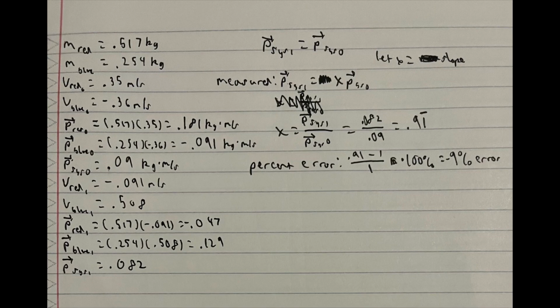To calculate the percent error of this trial, we can let the variable x equal the coefficient with which multiplying the measured initial momentum of the system will equal the measured final momentum of the system. Once numbers are plugged in, x is equal to 0.91. Using this value and 1 as the accepted value, we can do a simple percent error calculation, which will yield a negative 9% error for this trial.